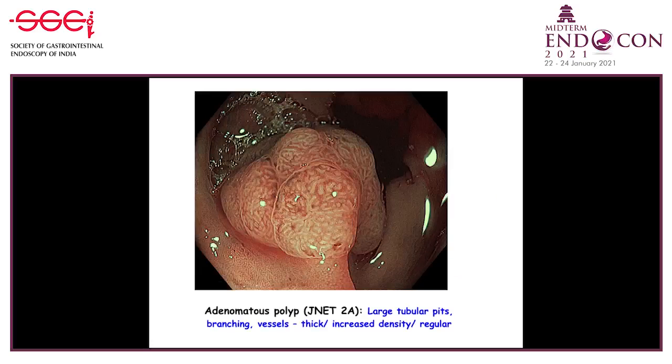Now look at this picture here. Straight away you can see the surface pattern, you can see tubular structures. Some of them have branching as well. And surrounding these white tubular structures are these brown structures or the blood vessels. Okay, but there is no irregularity in the vessel or the surface. So this is a type 2 lesion on the NICE classification or type 2A by the JNET classification. This denotes an adenomatous polyp.